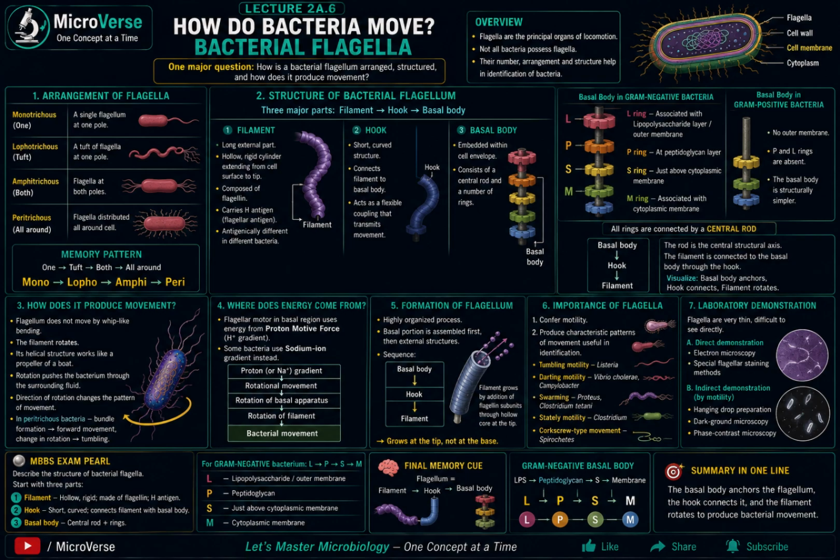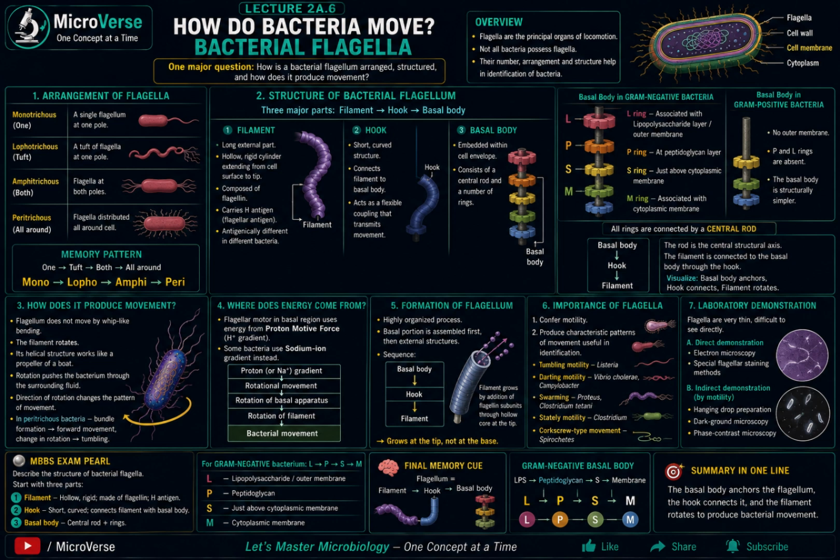First, look at how flagella may be distributed over the bacterial cell. First, monotrichous. Mono means one. A single flagellum is present at one pole, for example, Vibrio cholerae. Then lophotrichous means a tuft of flagella is present at one pole. Example is Spirillum. Then amphitrichous, in which flagella are present at both poles. Example, Alcaligenes faecalis. Then peritrichous: flagella are distributed all around the bacterial cell. Example is typhoid bacilli or Salmonella.